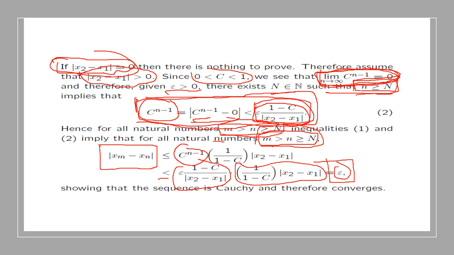epsilon, and so we conclude that the sequence xn is a Cauchy sequence and therefore converges. So the conclusion here is that every contractive sequence converges. Every contractive sequence converges because it is a Cauchy sequence, and every Cauchy sequence converges.